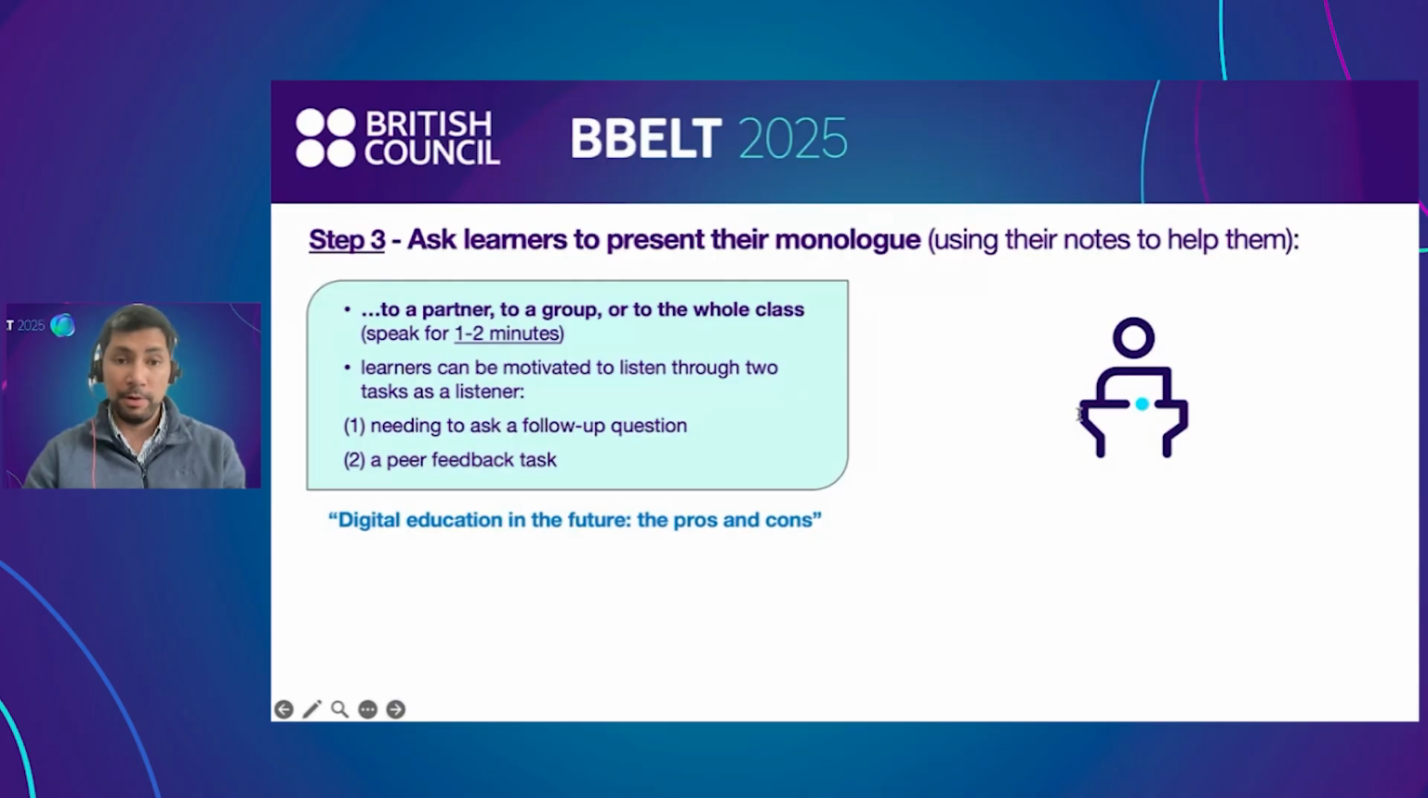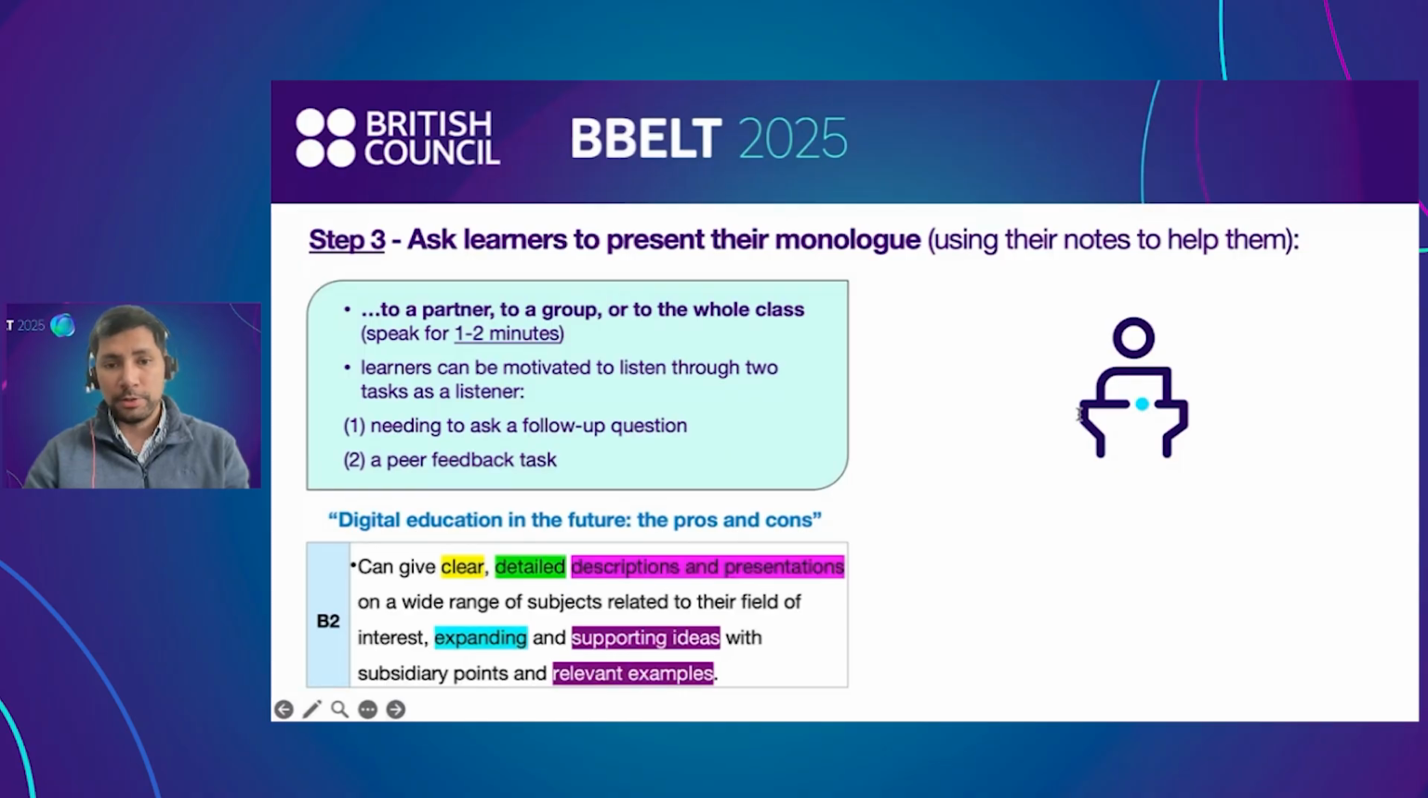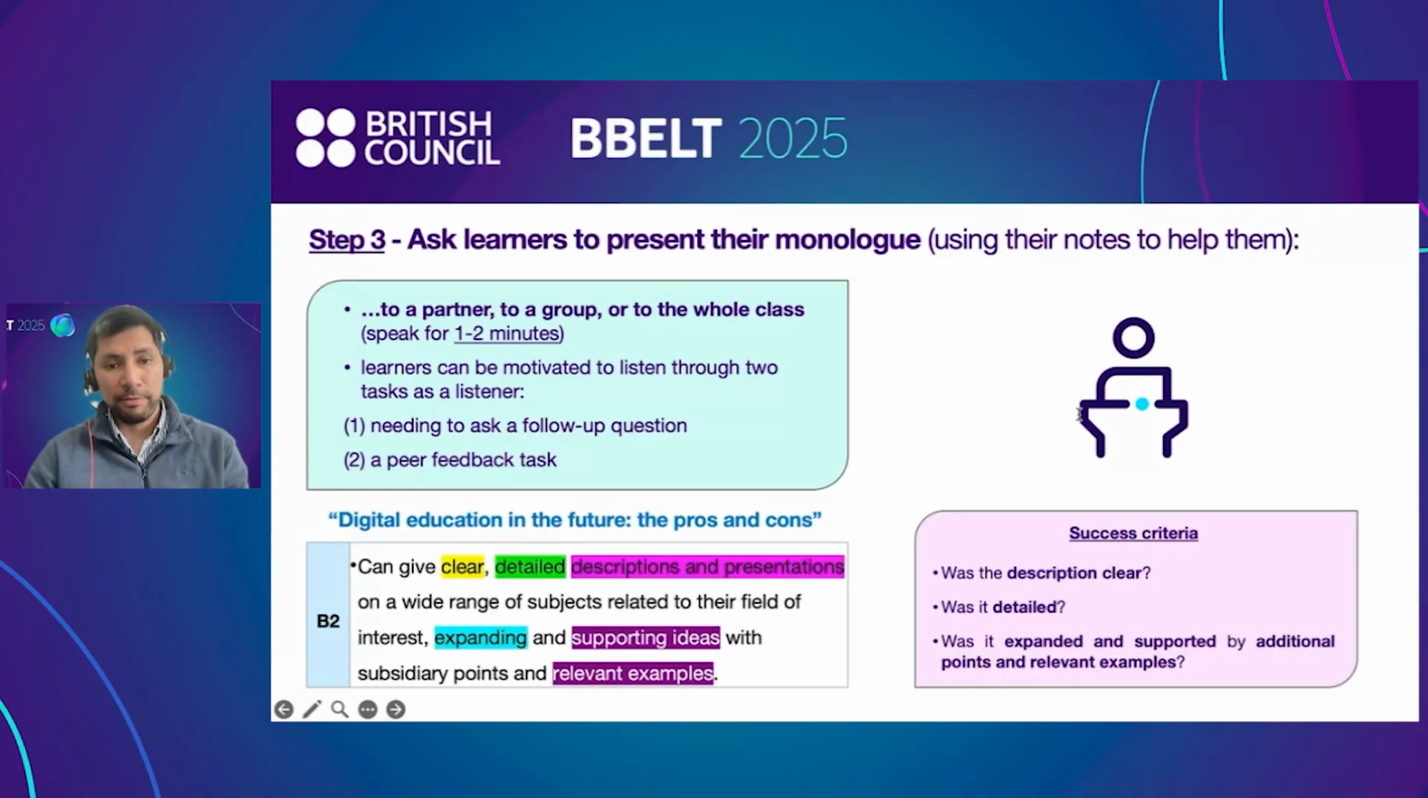Okay, and step 3 would be actually performing the task. So I'd ask learners to present their monologue using their notes to help them. And that could be to a partner, to a group, or to the whole class. And they would speak for 1 to 2 minutes. And learners can be motivated to listen through 2 tasks as a listener. The first being needing to ask a follow-up question, which replicates natural interaction, and a peer feedback task. And that peer feedback task would be focused on success criteria, which is derived from the descriptor.